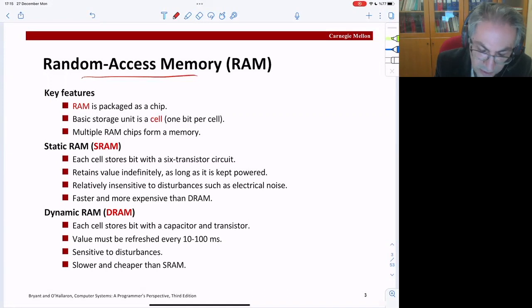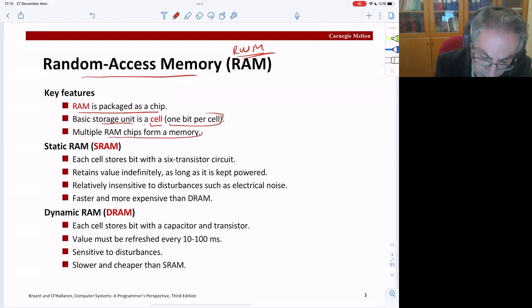We all know basically what a random access memory is. That's actually the read-write memory, right? RAM is packaged as a chip, these modules, and its basic storage is a cell which stores 1 bit per cell. We usually have multiple RAM chips to form a memory.